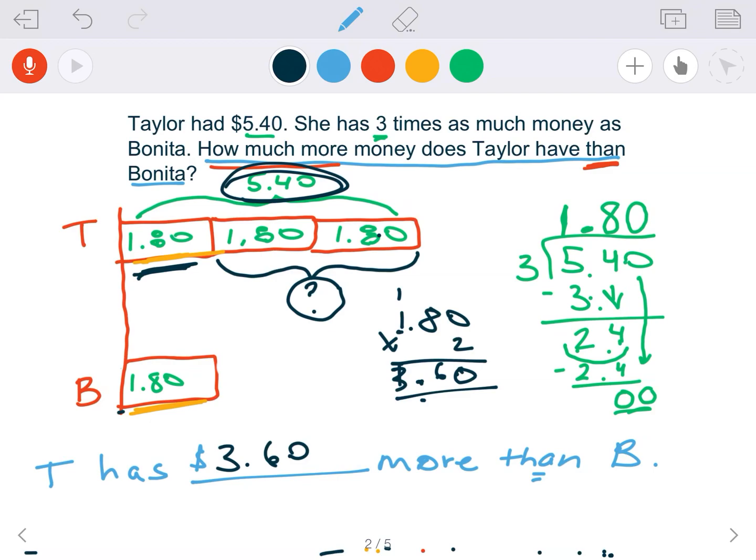Here's a challenge for the grade. How much money in total do the girls have? You could do 180 times 4 because we have 4 boxes that have 180 in them. You could do 540 plus this 180 down here. So either way would work.